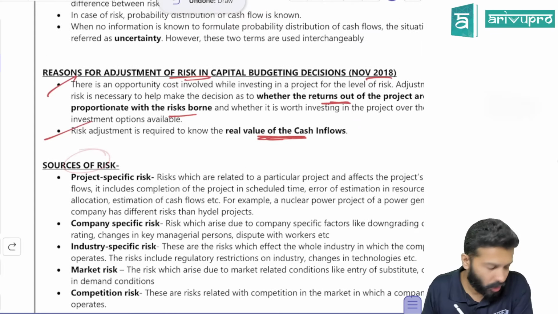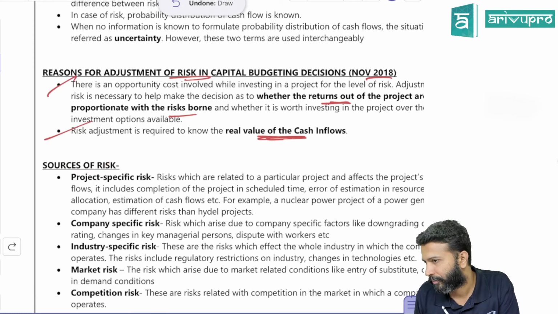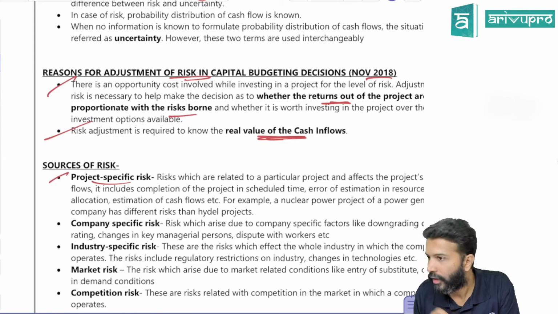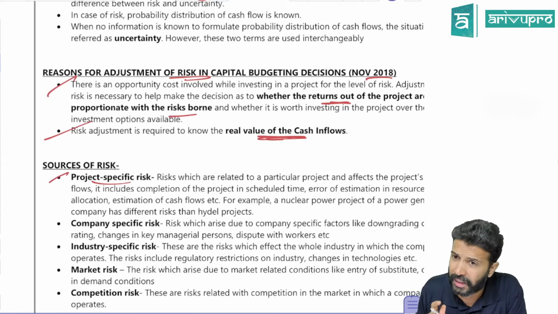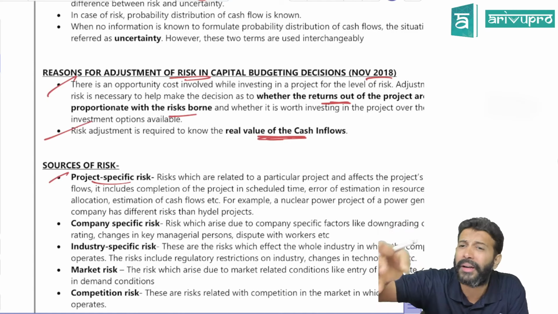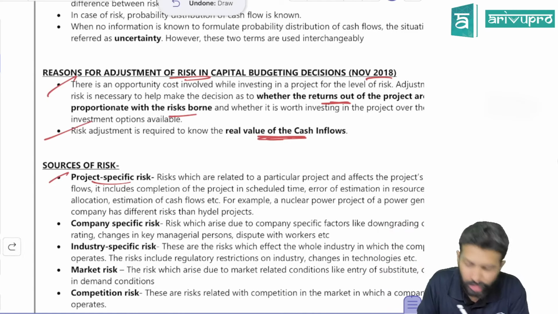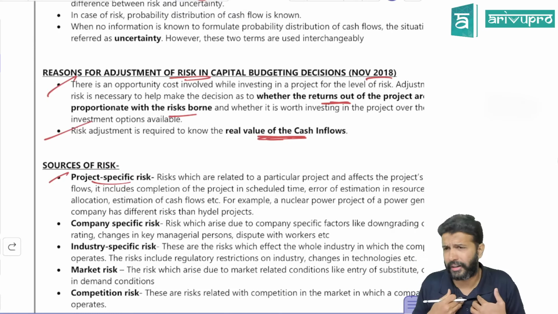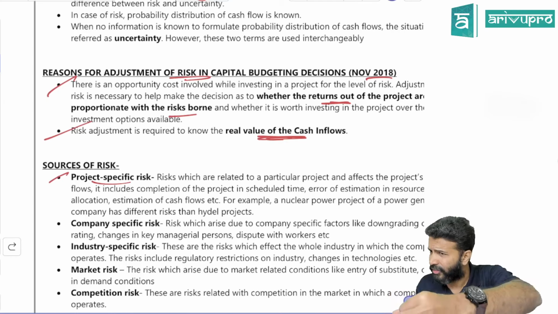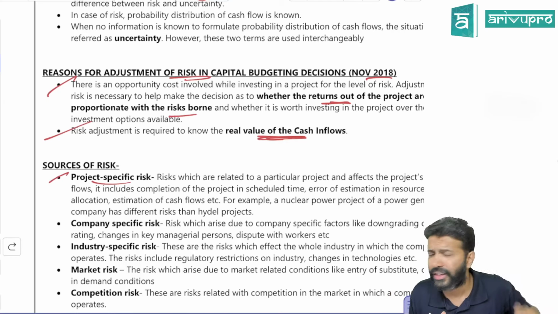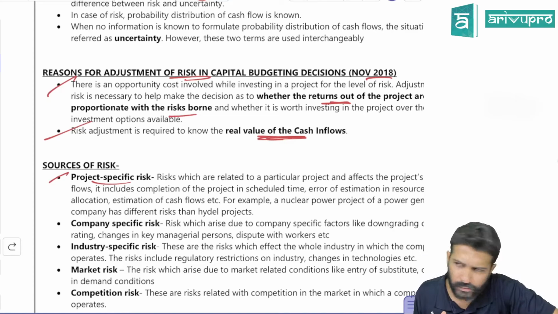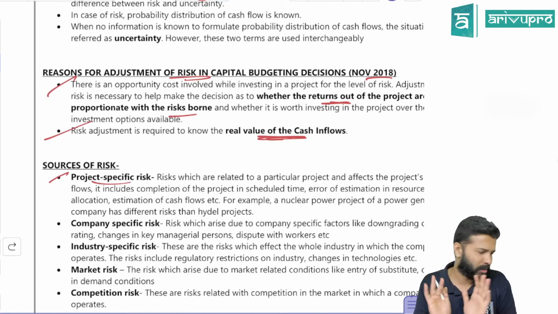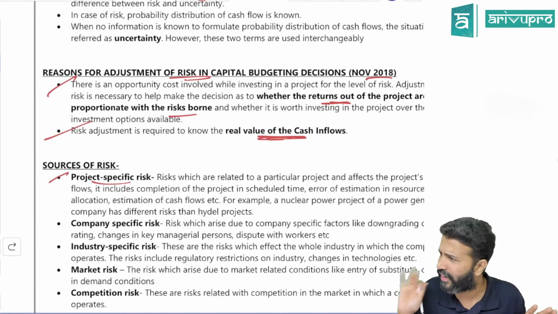Sources of risk, or you could also call it types of risk. First type of risk is project specific risk. This is a risk associated with a specific assignment or a specific project. Now consider our academy. We are offering CA Inter, CA Foundation, CA Final. CA Foundation has how many papers? 4. CA Inter, currently 8, proposed to bring it down to 6. Let's stick to what is there for the time being. So let's say we have 8 papers.